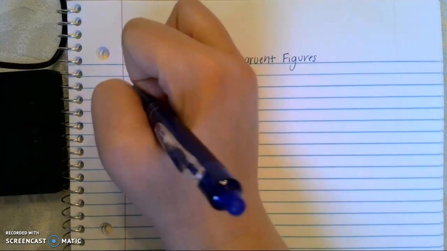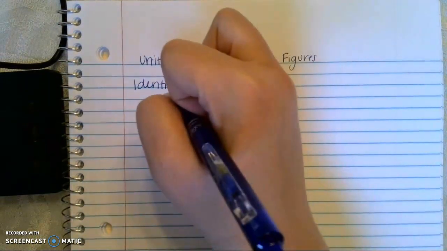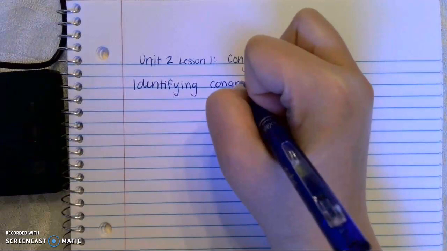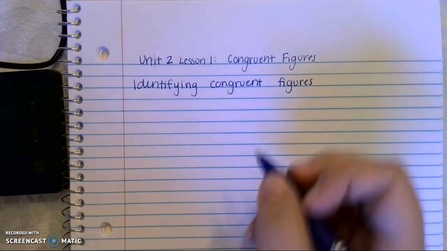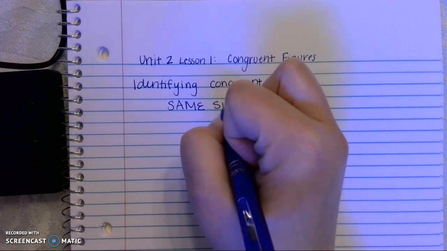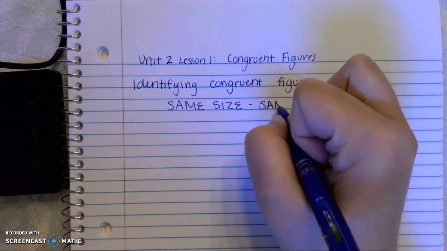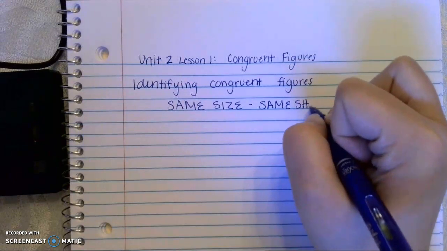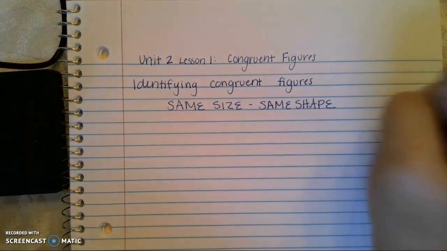Alright, the first thing we're going to talk about today is identifying congruent figures. What are congruent figures and how can we identify them? Identifying congruent figures, all that means is that two shapes are the exact same size and same shape. They are the same size and they are the same shape. They look identical. Okay, so if two figures are the same size and same shape, then they are congruent.